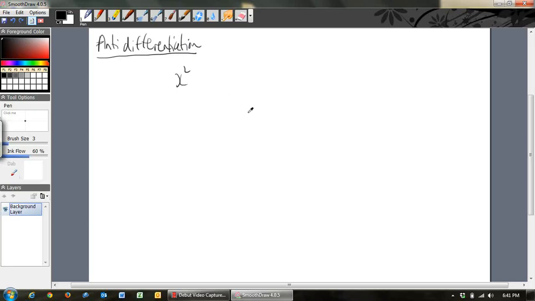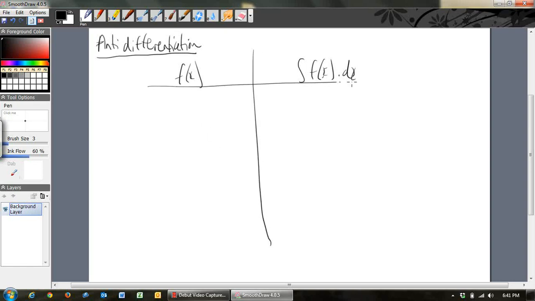And so basically we can start with a bunch of stuff that we do know. I'll list a couple of functions, and also list the antiderivative, and we're going to write this as the integral of f of x dx. So if you have x to the power n, the power increases by 1, and you divide by that power, and you get plus c out the other end.